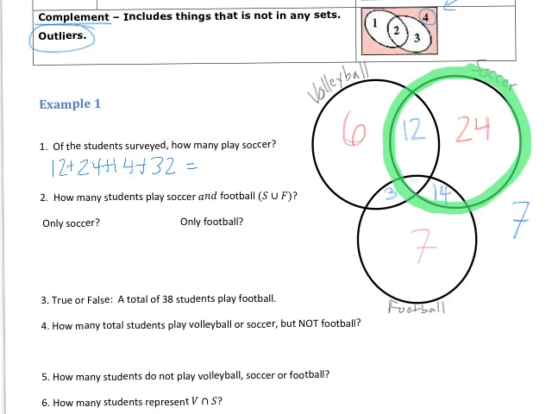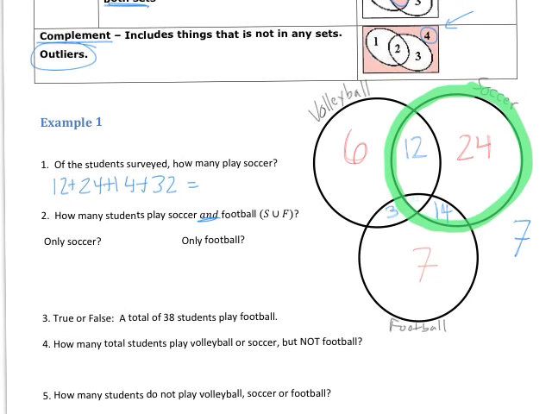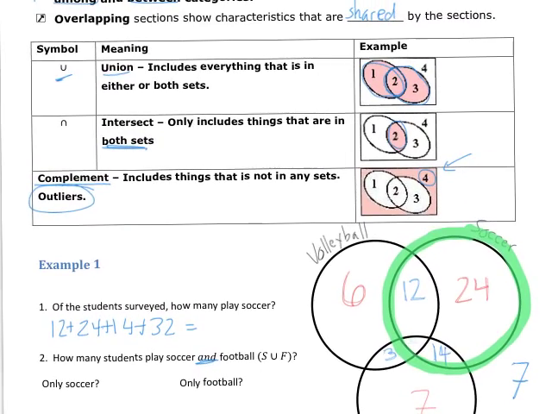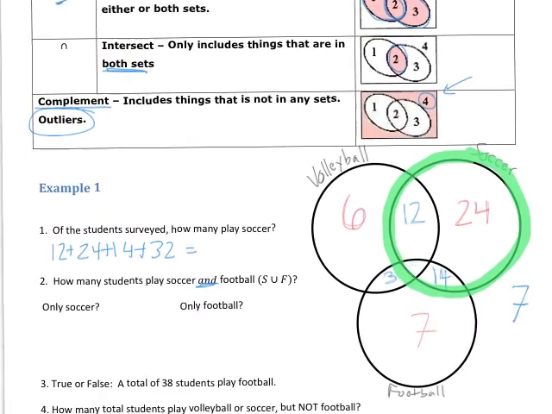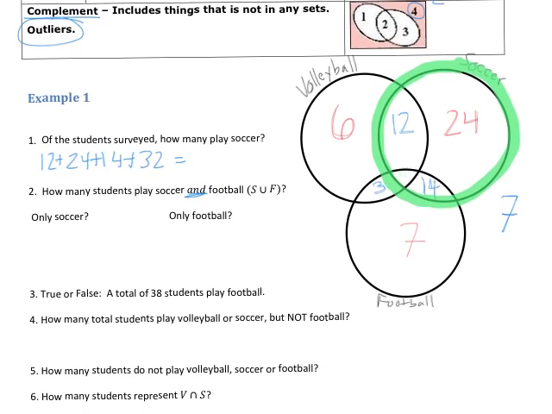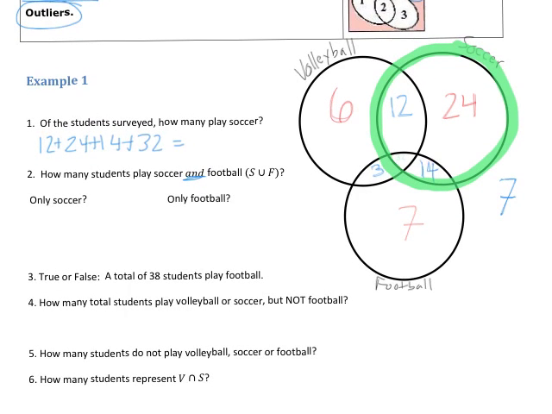How many students play soccer and football? Soccer, union, football. What is union again? Let's go up. This is stuff that's included in either or both of the sets, so that's all of it. Soccer and football. So soccer and football, you would look at your soccer and your football numbers, and you would just add them up. I want you guys to try that. See if you can figure that out. We're going to come back, and we're going to talk about it tomorrow in class.